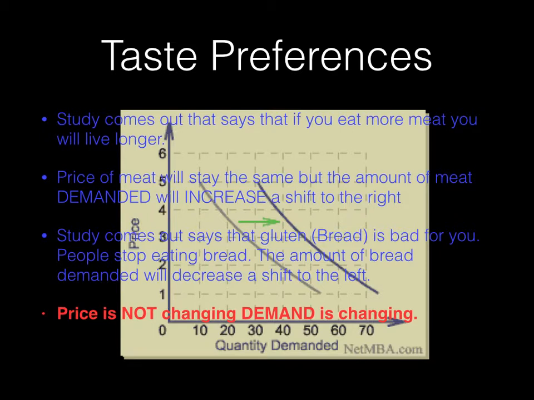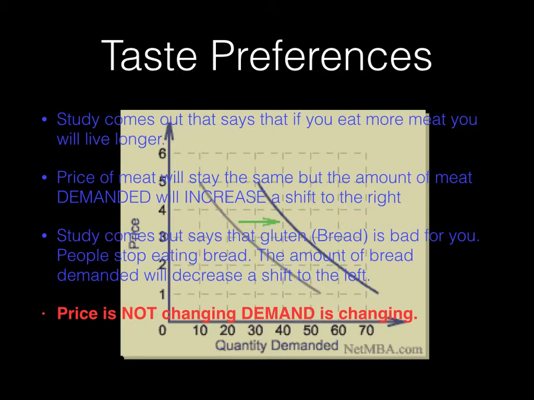So let's just take taste preferences to start with. So we want to look at how do we increase demand? The price is going to stay the same, but the amount demanded for the product is going to increase. Well, take, for example, a study comes out and says that if you eat more meat, you're going to live longer. Well, what happens? People go out and they eat more meat. The price is not going to change for that meat, right? People just buy more of it. So instead of people only eating meat once a week or twice a week, they may eat meat 7 times a week. So the demand actually changes just because someone's preference or tastes change, right?